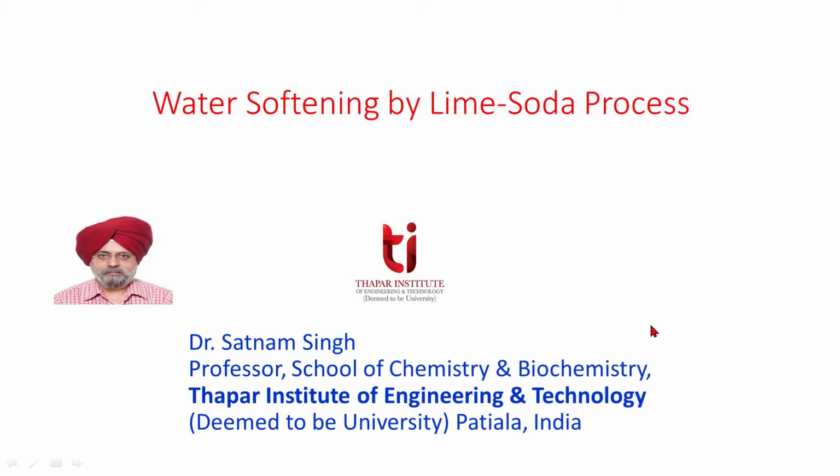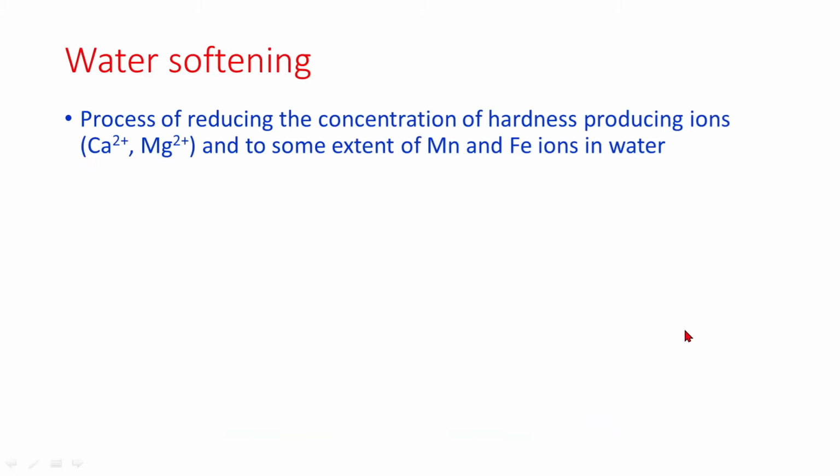In this session, we will discuss water softening by lime soda process. Water softening is a process of reducing the concentration of hardness producing ions, that is calcium and magnesium ions, and to some extent of manganese and iron ions in water.